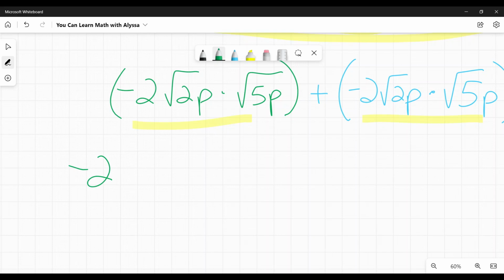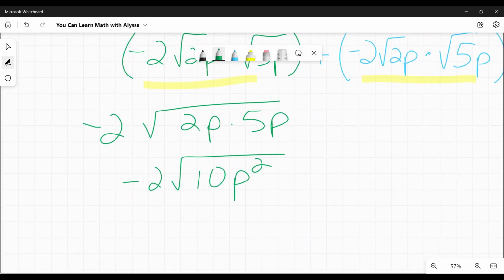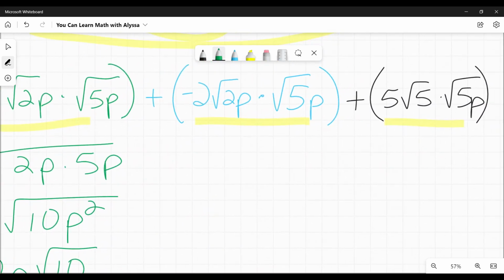Now the square root of 2p times square root of 5p, I can put those under the same radical, 2p times 5p, and I have -2 times the square root of 2 times 5 is 10, p times p is p squared. Can that be simplified? Are there any square root factors in 10? Nope. What about p squared? Yes, I can take the square root of p squared and it's just p, so that comes out. -2p times the square root of 10. That's one down. On to the second one.